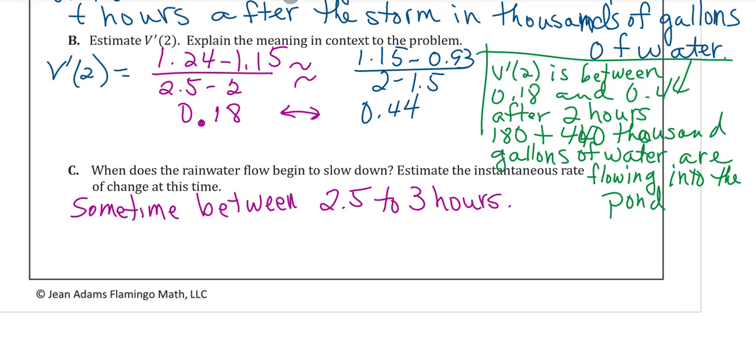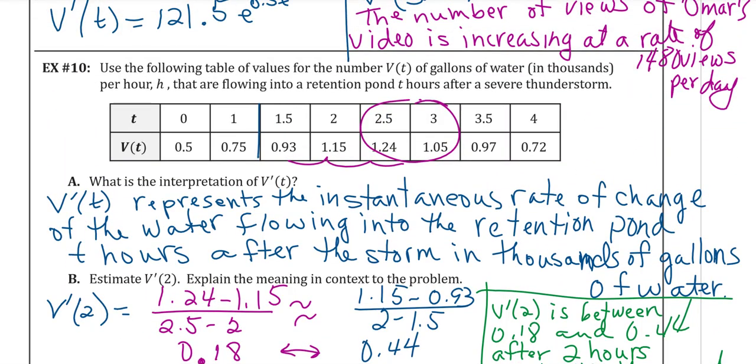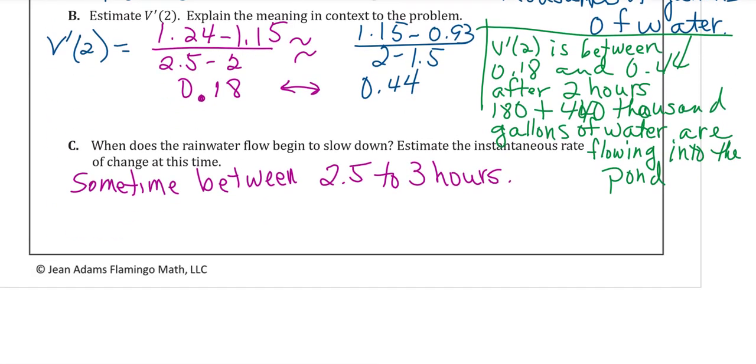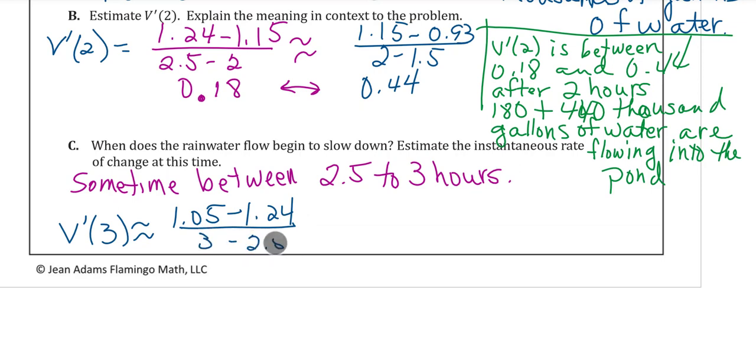So using those numbers on our table for V prime of 3, we're going to do a difference quotient, and we're going to have V prime of 3 is approximately equal to 1.05 minus 1.24, all over 3 minus 2.5, taking those numbers out of the table and substituting them in our difference quotient. So this is going to be equal to negative 0.19 over 0.5. And so this equals negative 3.8.